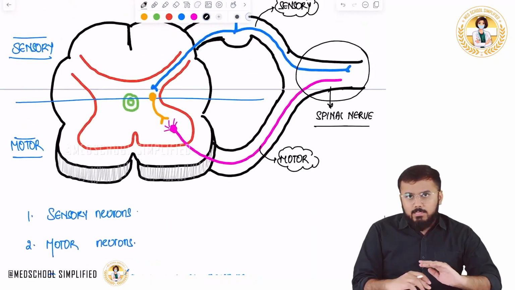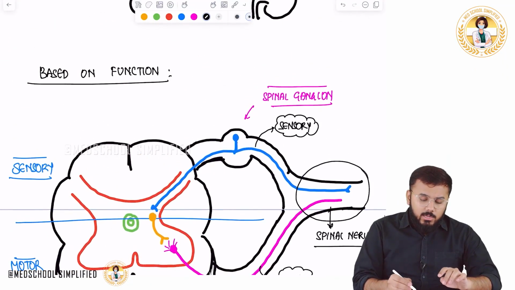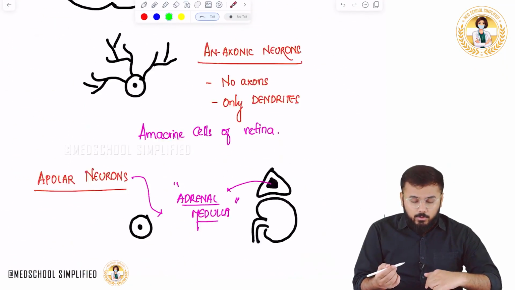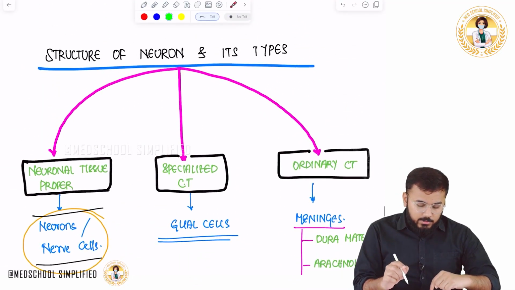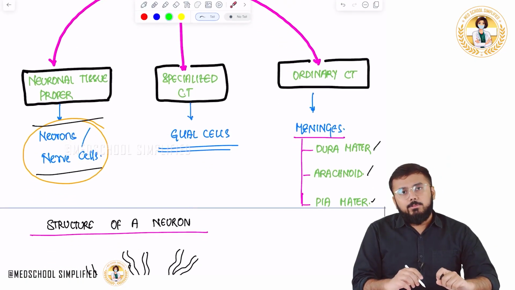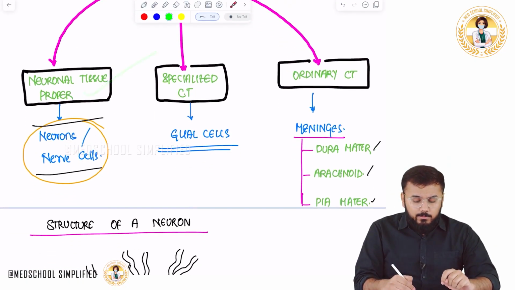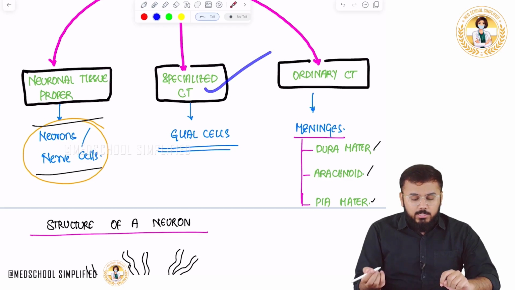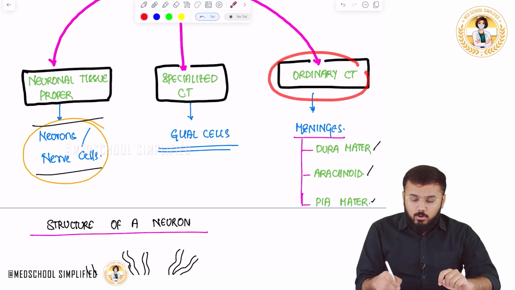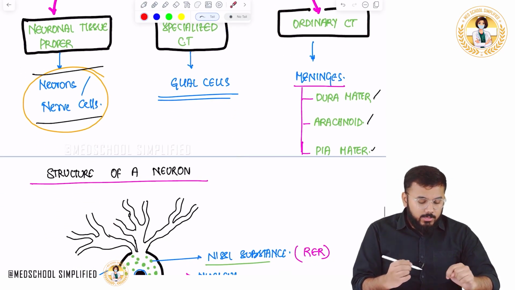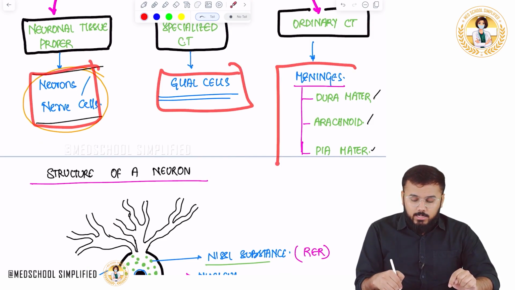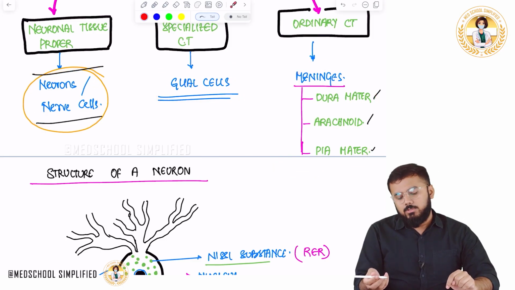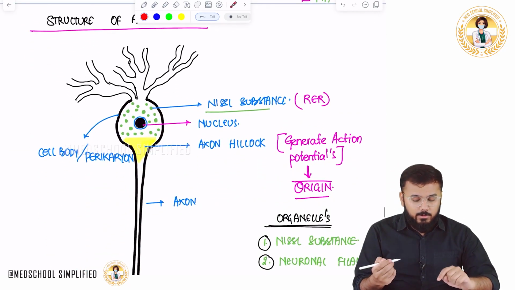So let us revise the things which we have discussed, and then we shall continue with the next topic. We started our discussion all the way from the structure of the neuron and its types. Basically three different types: one is neuronal tissue proper, next is specialized connective tissue, and the third is ordinary connective tissue. Within this, neurons and nerve cells are present, here glial cells are present, and here meninges are present, which consist of dura, arachnoid and pia.